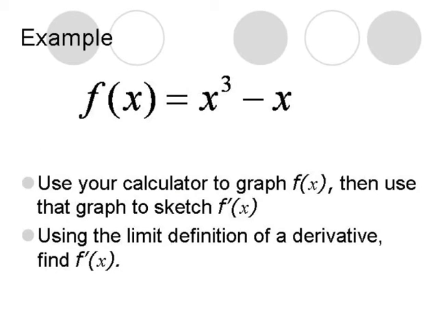Okay, so for this example, you want to use your calculator to graph f of x, and then we are not going to use the calculator or anything at first to sketch f prime of x. We're just going to use the things that we looked at on the last page, which is where the derivative is 0, where it's positive, and where it's negative. Then after that, using the limit definition of a derivative, we're going to actually find f prime of x, and it's going to be in terms of x, so it's going to be a function we could graph, and then we're going to compare those.